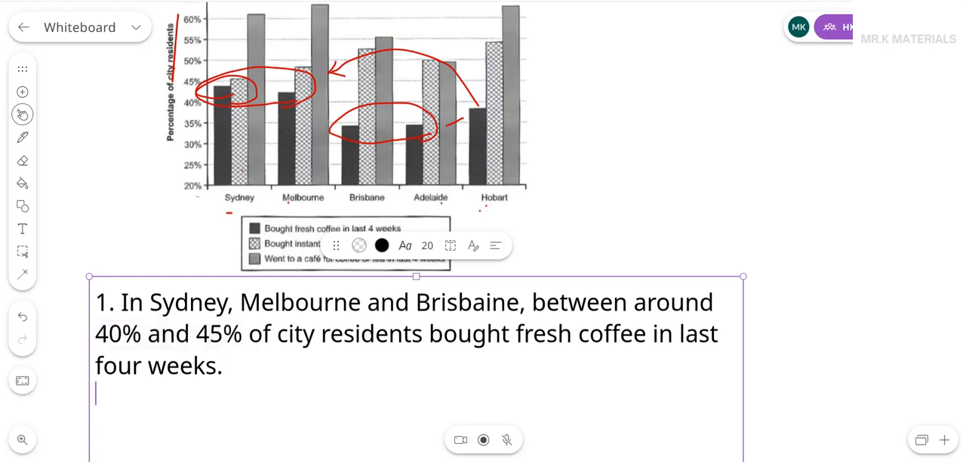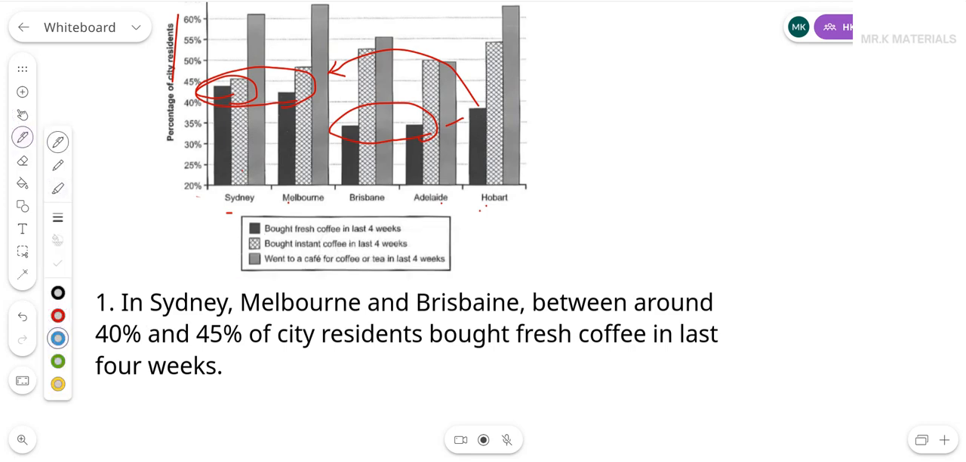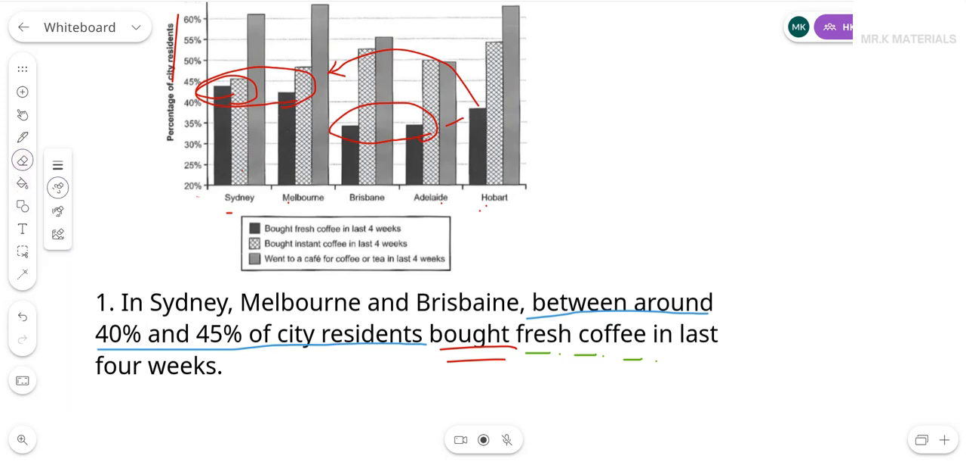You can pause the video right now and look at the sentence structure one more time until you fully understand it. Again, I will highlight it with my pen here. This is the subject, between around 40%, 45% of city residents, the main character. After this, I have my main action, bought fresh coffee in the last 4 weeks, which counts as one main action. To make it simple, I'll say bought is the verb, fresh coffee is the object, and in the last 4 weeks is the time period. We don't really need this. It always should be like this.